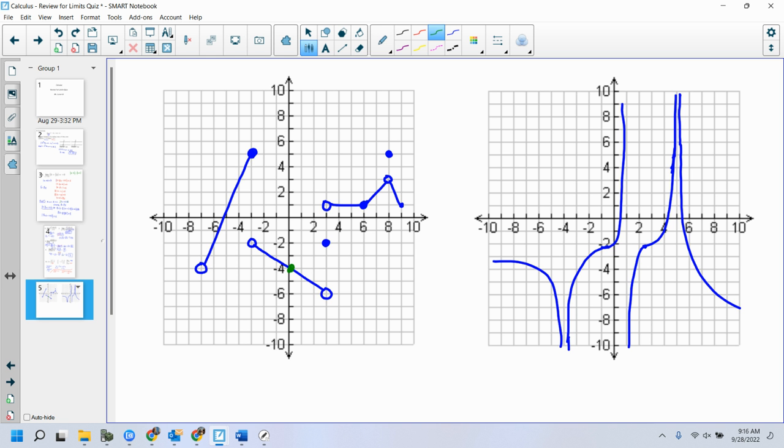Okay? Now, does the limit exist here? No. Does the left side limit exist? Yeah, at 5. Does the right side limit exist? Yeah, at -2. But the whole limit does not exist. Remember, because the left side has to match the right side.